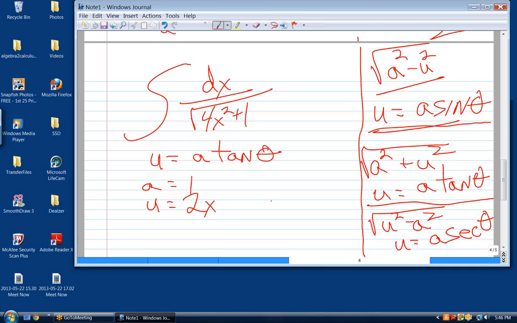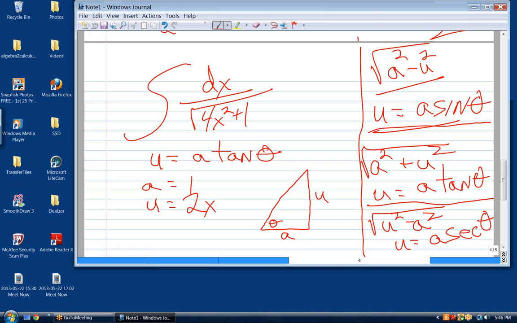Okay, and before we go further, let's draw the triangle that they're talking about. By letting u equal a tan of theta, we've decided the triangle we're going to deal with. If u equals a tan of theta, then tan of theta is u over a, so this has to be u, this has to be a.